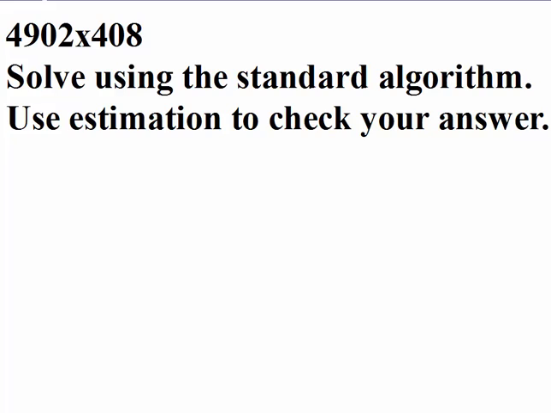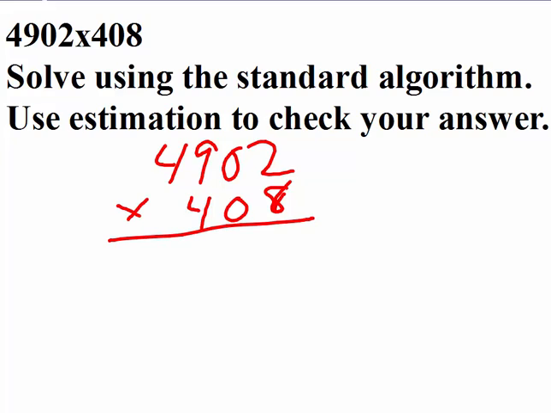Alright, let's move on to our last problem. 4,902 times 408. 8 times 2, that is 16. 8 times 9, that is 72. 8 times 4 is 32, plus 7 is 39.